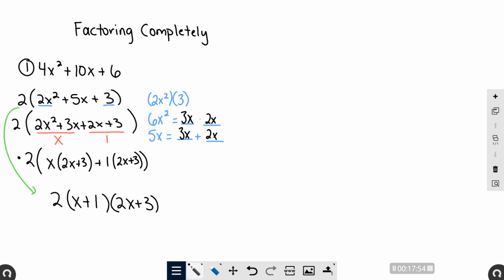Okay, let's do this one. Let's do 5x squared minus 5. Now, what's the first thing? GCF. What's our GCF? 5. Let's take a 5 out. What am I left with?